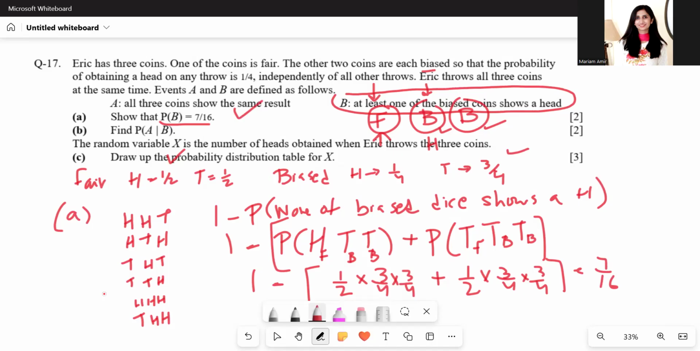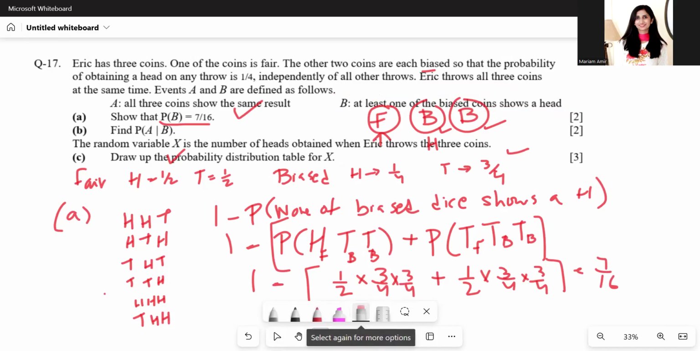Part B, find probability A given B. Okay, A is all three coins have the same result, and B is at least one of the biased coins shows a head. So if this has happened, at least one of the biased coins shows a head, then A also has to be head, head, and head.